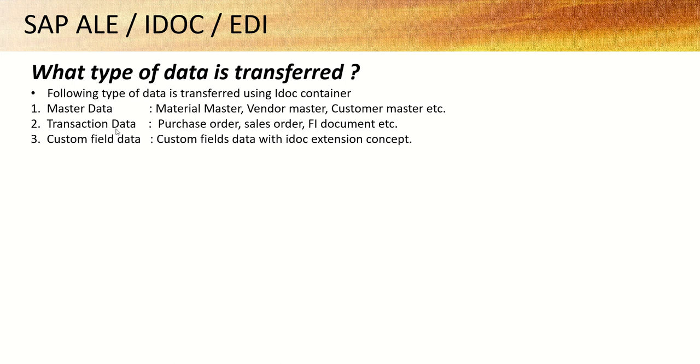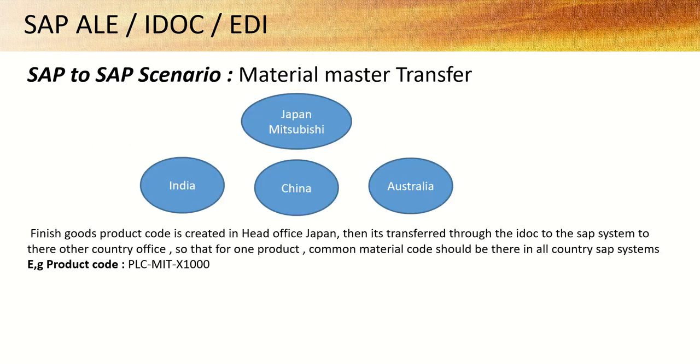And along with the master data and transaction data, I am also mentioning here the custom field data, because along with the standard material master or vendor master fields, sometimes there might be a requirement to add some additional fields into a standard, and that concept comes under the IDoc extension part. So that's why I am mentioning as the third point the custom field data transfer. So those are the data which we can use to transfer from sender to receiver system.